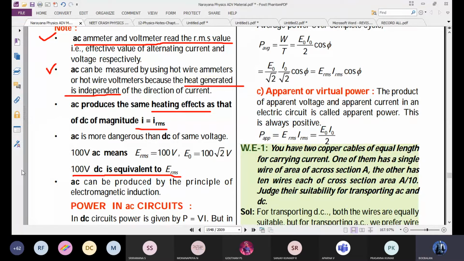So how to produce AC value? It is by electromagnetic induction, the principle of electromagnetic induction, EMI.